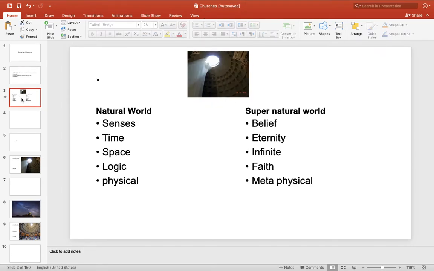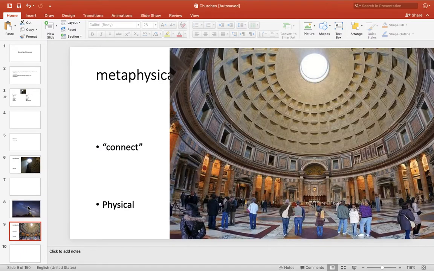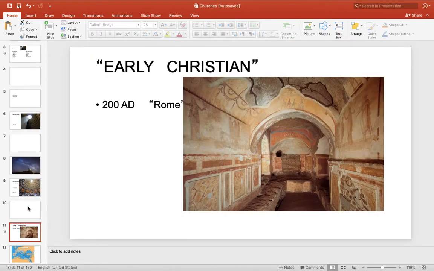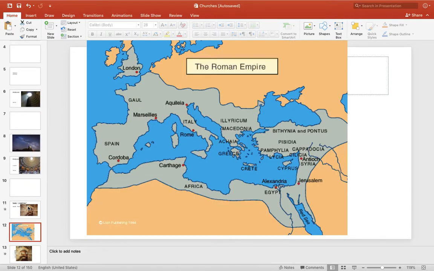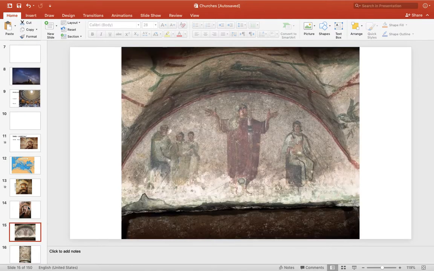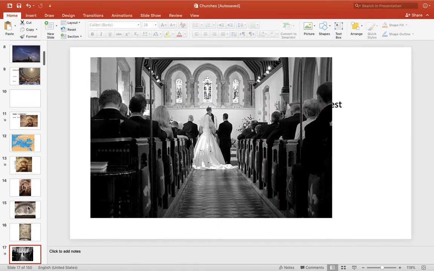Okay, all right, so let's go and look at some churches here. Remember, there's the natural world that we live in and the supernatural world of beliefs. And religious architecture connects the physical and the metaphysical. It's a nice picture. And there, of course, is the Pantheon connecting the two. All right, so let's go early Christian here, and this is the early Christian catacomb. For this one here, this would be in the Roman Empire, and this is really more about painting. It will come up later because it's got the first picture of Jesus, but that's an early Christian catacomb. There's not too much on that one.